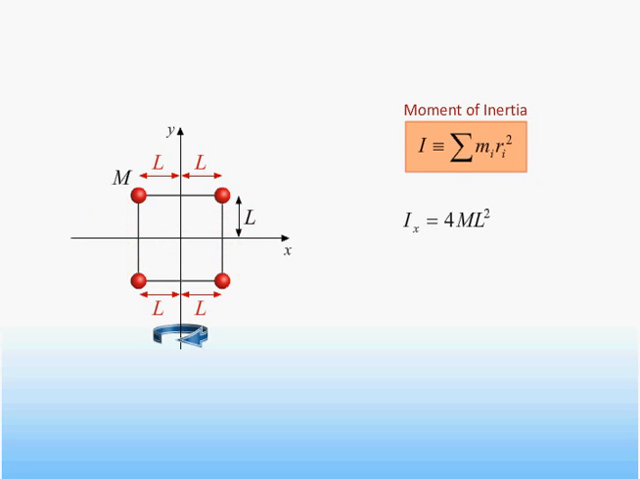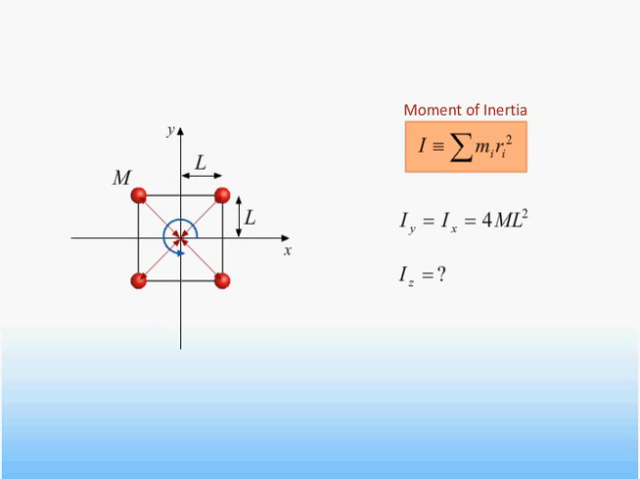Here we see that the moment of inertia for rotations around the y-axis is the same as it is for rotations about the x-axis. What about rotations about the z-axis? The distance of each particle from the z-axis is clearly larger than L. Indeed, using the Pythagorean theorem, we see that the square of the distance to each mass is twice as big as before. Therefore, the moment of inertia for rotations about the z-axis is twice as big as the moment of inertia for rotations about the x or y-axes.